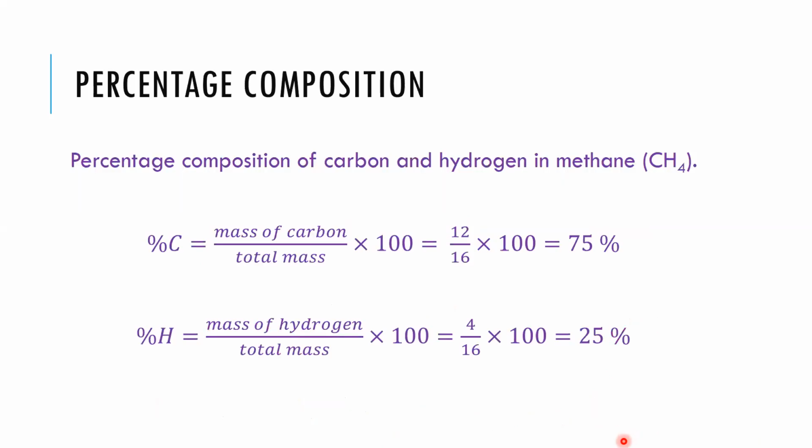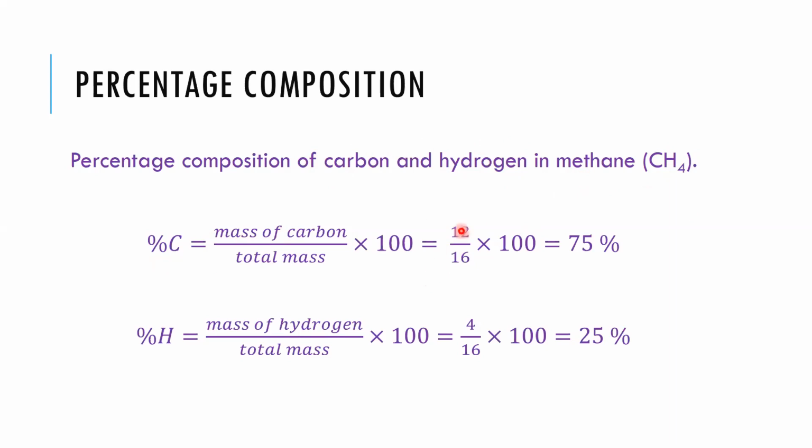For example, we know methane, it's a gas. Methane is what we find in natural gas, a flammable gas. When we look at CH4, what is the percentage by mass of carbon and of hydrogen? If the whole is 100%, how many percent is hydrogen, and how many percent is carbon? If you look here, the percentage of carbon is equal to the mass of carbon divided by the total mass of the compound.